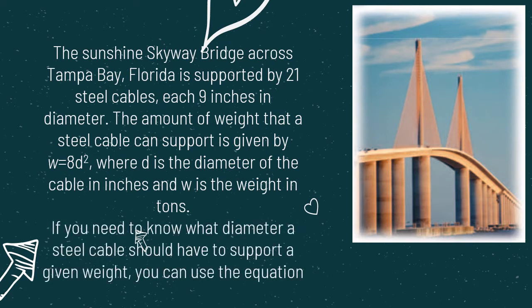If you need to know what diameter a steel cable should have to support a given weight, you can use the equation that is obtained out of the original one, W equals A D squared: D equals the square root of W over A. So this is an application of square root functions.